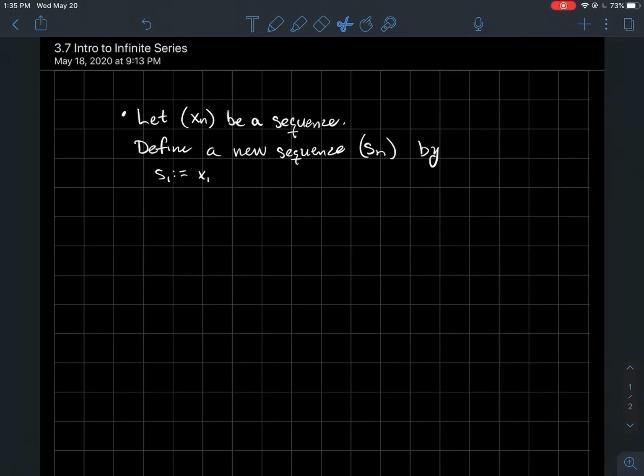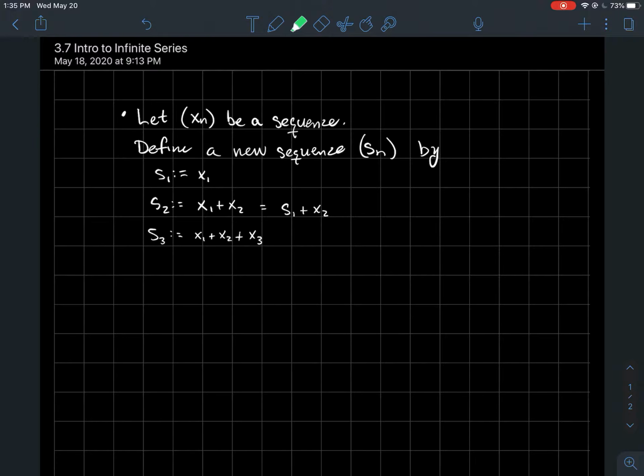So the first term in the sequence Sn will be just the first term x1. So S1 is just x1. And now for S2, the second term in my new sequence, what I'm going to do is add the first two terms of the sequence I started with, so x1 plus x2. And what I want you to notice is that x1 is the same thing as S1. So how do you get S2? You just take S1 plus the next term.